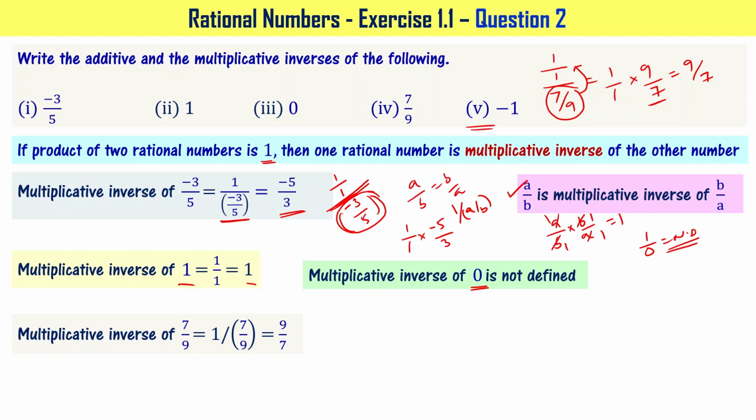The last part is the multiplicative inverse of minus 1. The multiplicative inverse of minus 1 can be written as 1 divided by minus 1, right? That is equal to minus 1. The multiplicative inverse of minus 1 is minus 1. The multiplicative inverse of 1 is 1. The multiplicative inverse of 0 is not defined. Please note this.